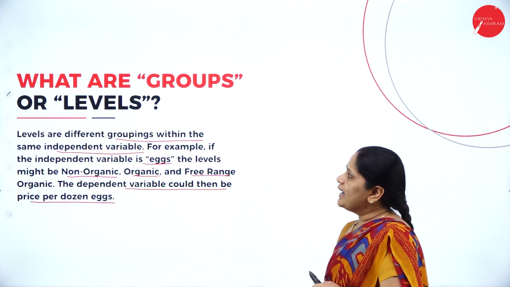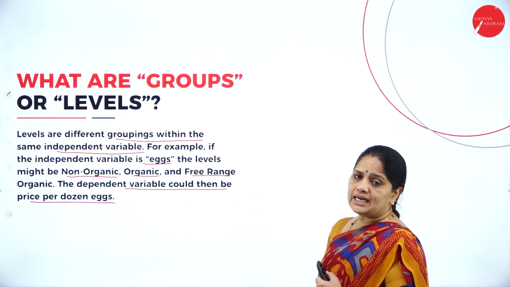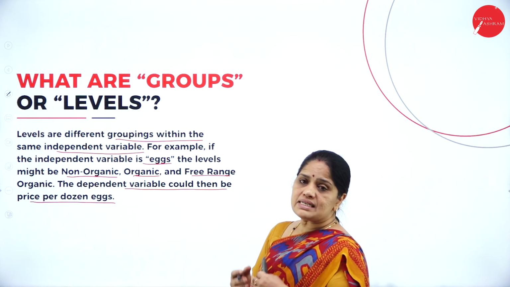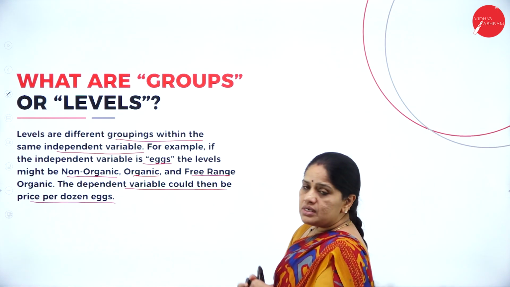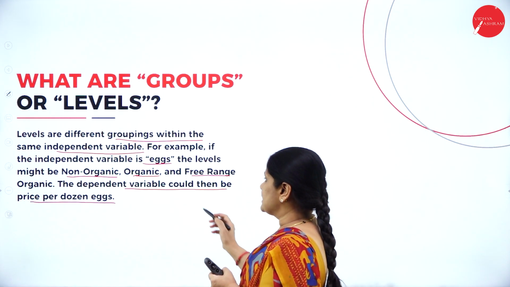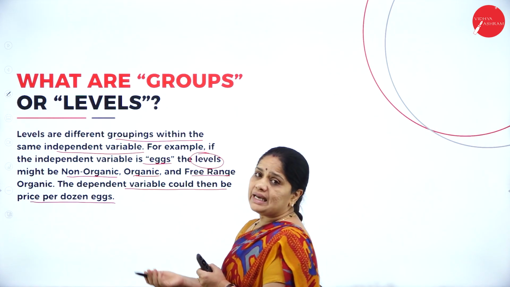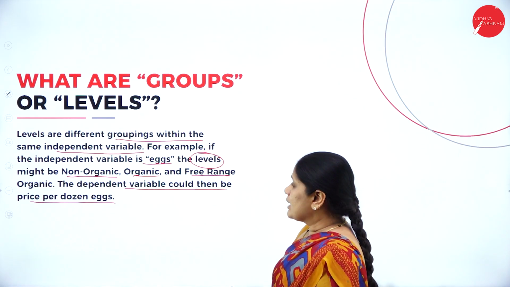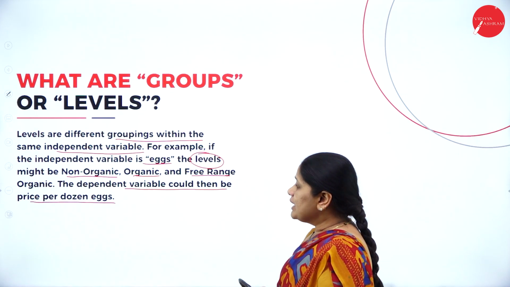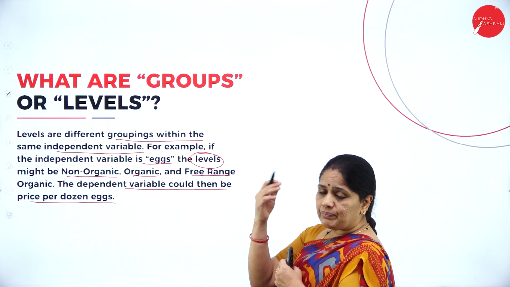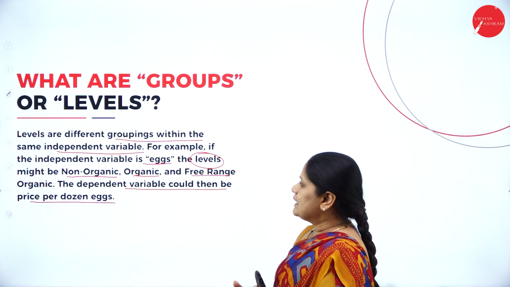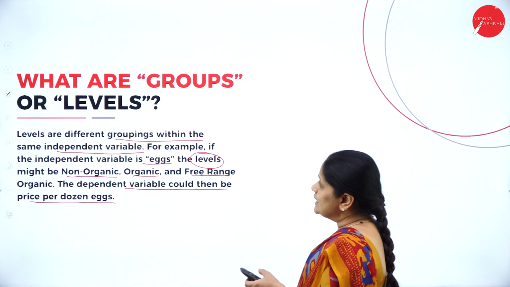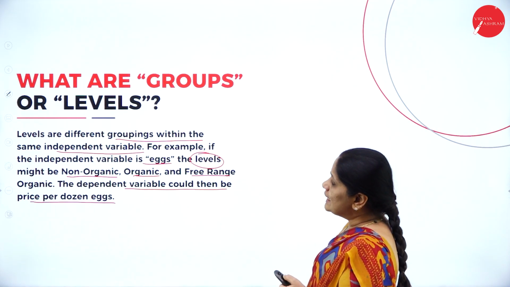So here we have what are groups and levels with relation to the research methodology. The levels are different groupings within the same independent variable. Suppose you take the independent variable as the X, then how can you group the eggs? Eggs can be grouped as non-organic, organic, free-range organic, etc. And the variable could be the prices. For organic, the prices of the eggs will be high; for non-organic, low; and for free-range organic, it will be varying between these two. In this way, we can decide about the groups or the levels.